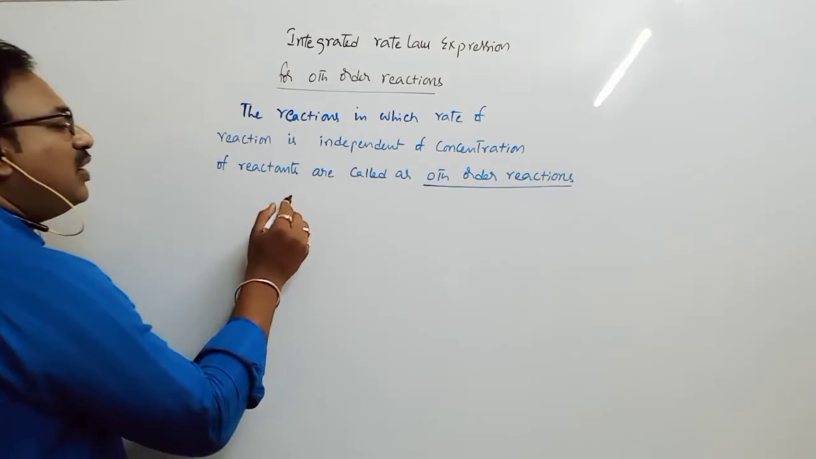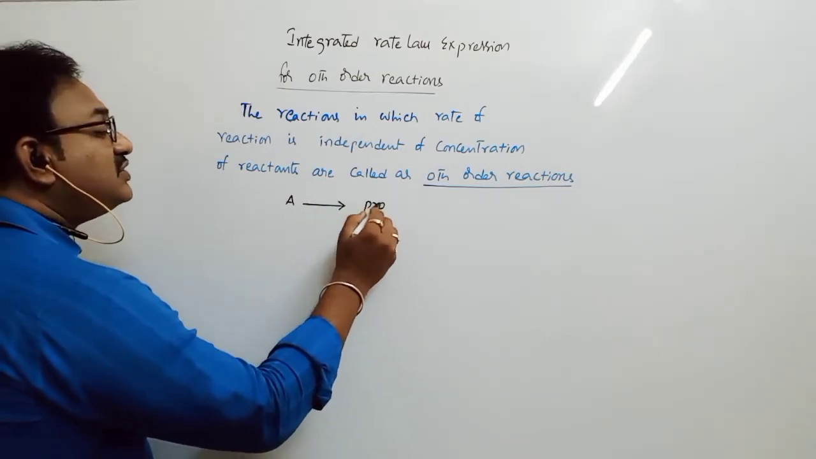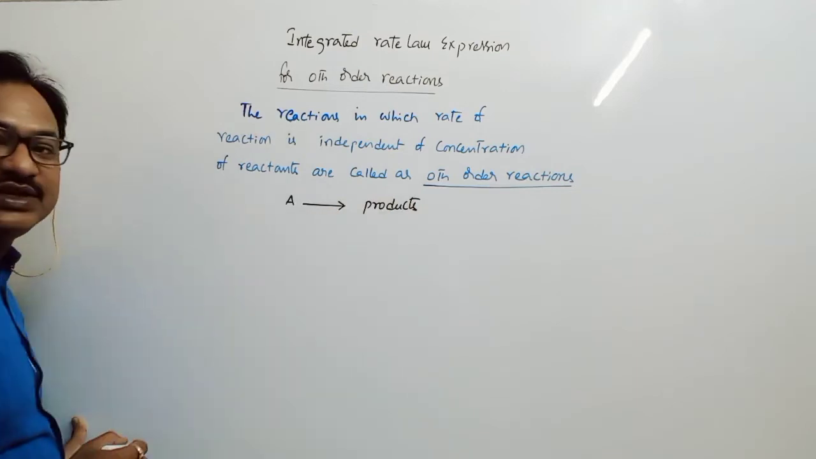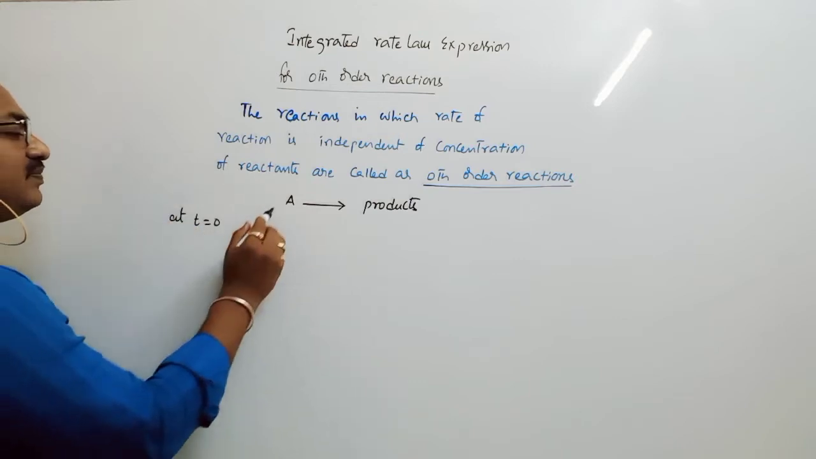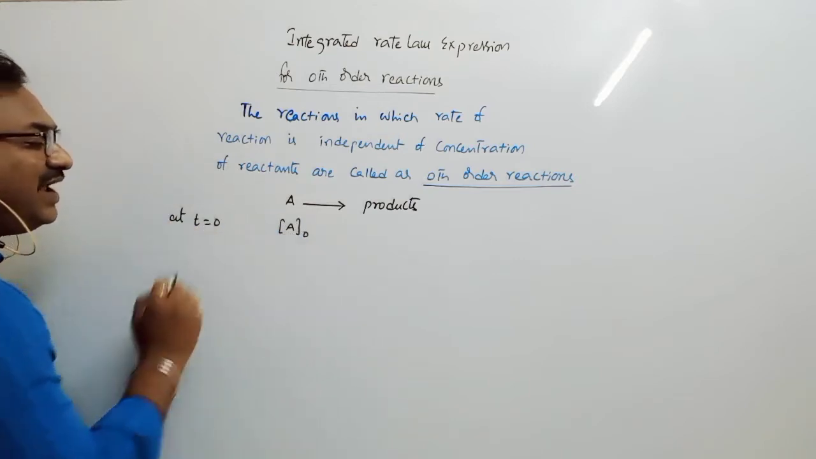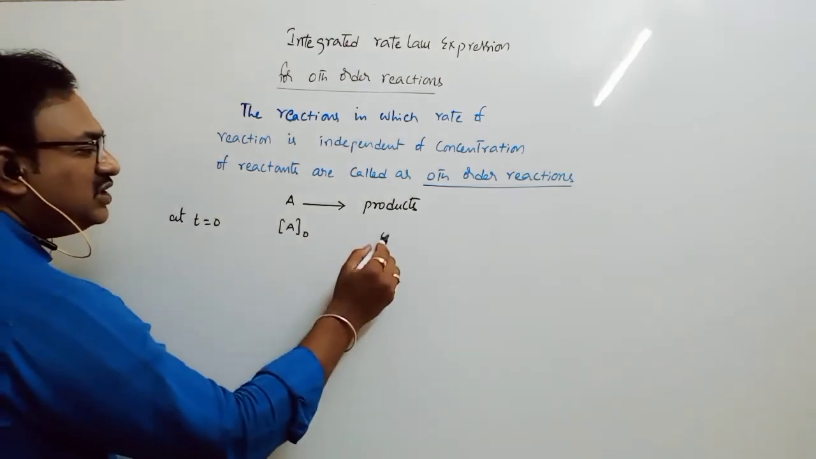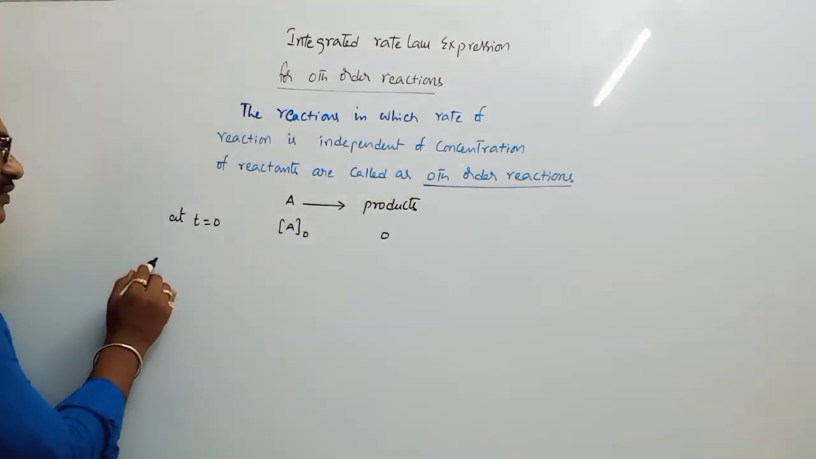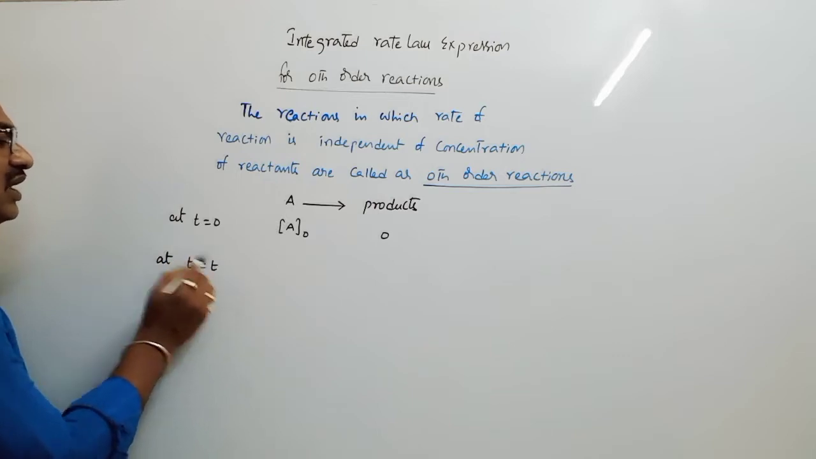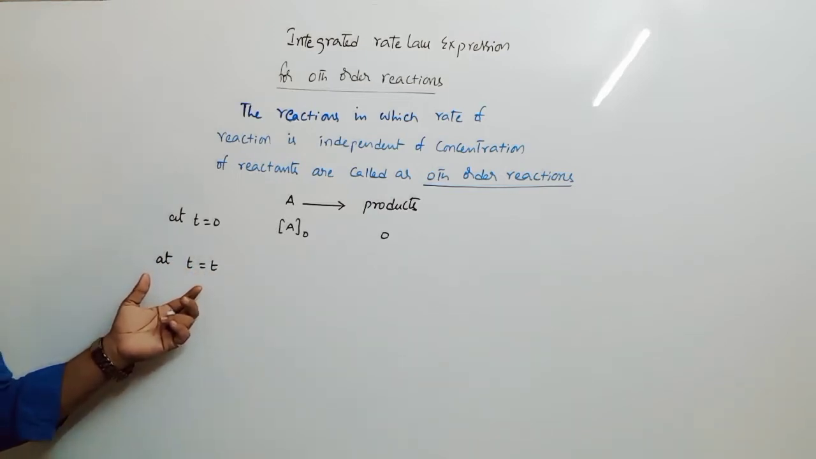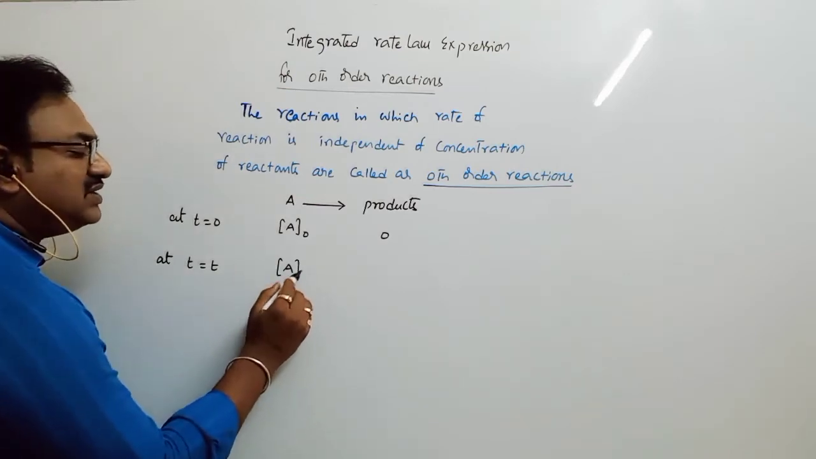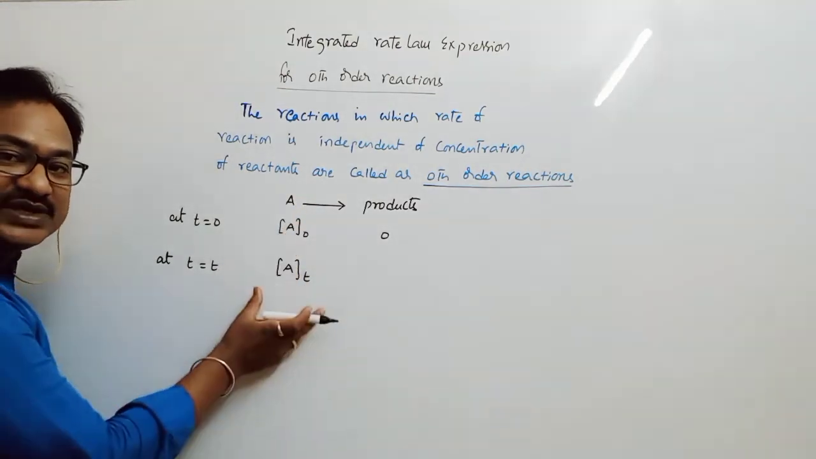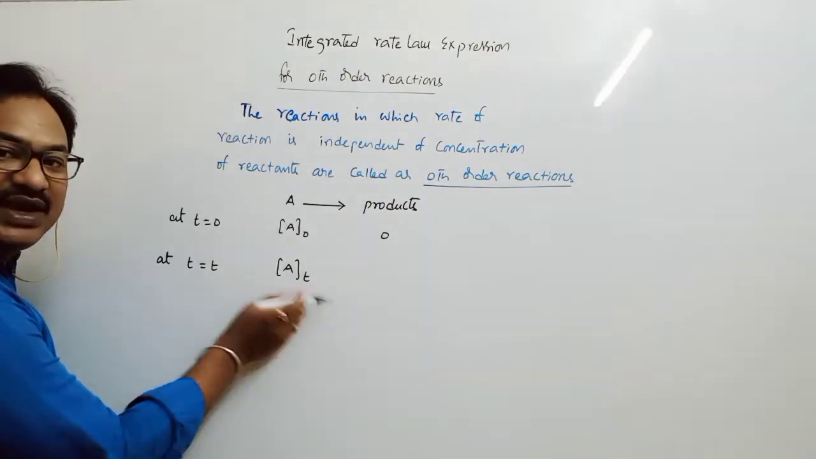Now let me assume A gives rise to products. You just take a reaction like this. At t equal to 0, I have taken its concentration as A naught moles per liter, and initially there is no product, that is taken as 0. Now at t equal to t, meaning after a certain time period, it may be 10 seconds, 20 seconds or something, let me take the concentration of the remaining reactant, that is, the concentration of A at t.